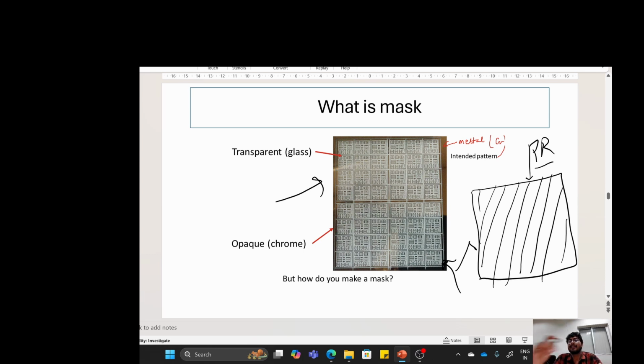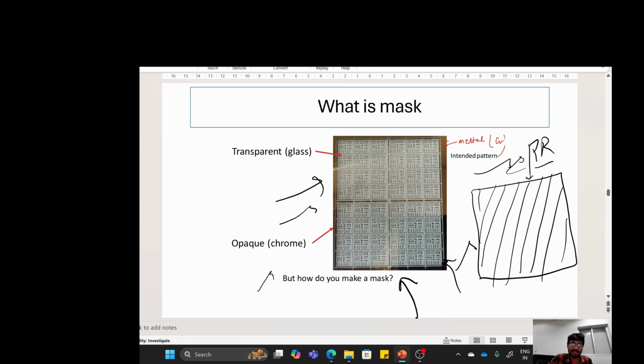This photoresist will protect the unexposed area, but the exposed area will be removed. Finally, you can remove the complete photoresist just by dipping it in acetone, and you get this kind of mask. This mask is used for optical lithography, or photolithography, where you shine light through this mask.